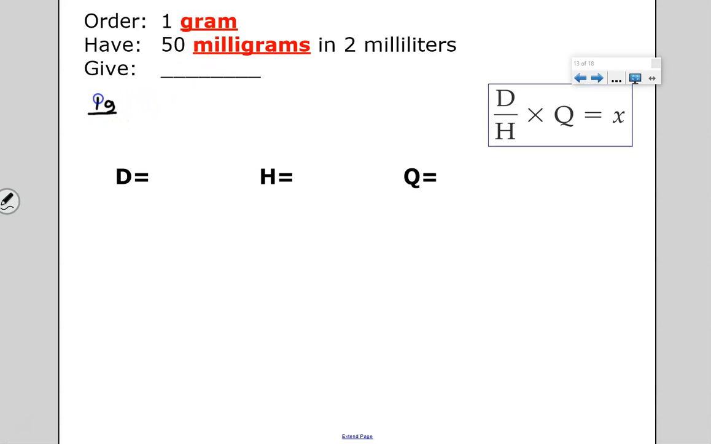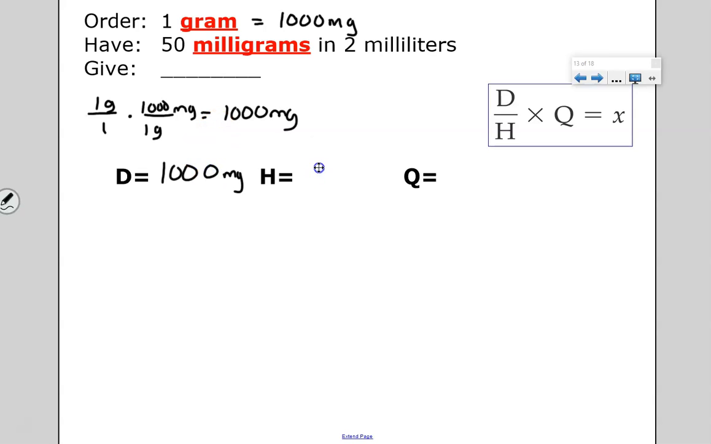1 gram, and we'll convert it into milligrams. Remember that 1 gram is 1,000 milligrams. So we know that 1 gram is equivalent to having 1,000 milligrams. Now, if you know that as a fact, you could just go ahead and do that without the conversion, but I wanted to show you the process. So the dose is 1,000 milligrams. What they have on hand is 50 milligrams, and it comes in 2 milliliter amounts.